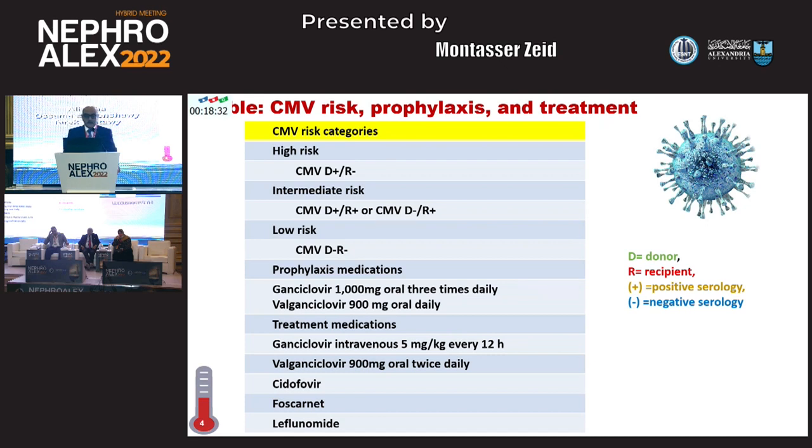CMV risk prophylaxis and treatment. CMV risk categories are classified into high risk from CMV donor positive to recipient negative, intermediate risk from donor positive to recipient positive, and low risk from donor negative to recipient negative. Prophylaxis medication for CMV is valganciclovir 900 mg oral daily. Treatment medications: ganciclovir intravenous 5 mg per kilogram every 12 hours, and valganciclovir 900 mg oral twice daily, and for resistant cases, cidofovir, foscarnet, and leflunomide.